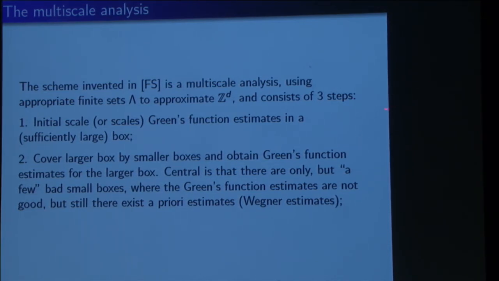They have to be controlled. And in the field of Anderson localization, they are called Wegner estimates. Typically, they come from eigenvalue spacing estimates. Okay, this is necessary, and it's a very nice picture. You cover big boxes by smaller boxes, and you allow some bad guys, but they cannot be too bad. Okay, so this is the idea.